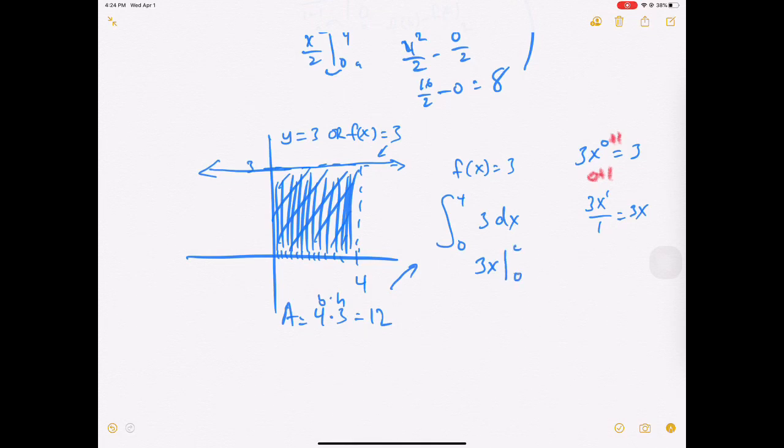We do a bar. We're going to plug in the 4 and the 0. This is a reminder. We write it this way to remind us, so don't forget to plug in the values. And that's going to be 3 times 4 minus 3 times 0, which gives us the 12 we wanted.